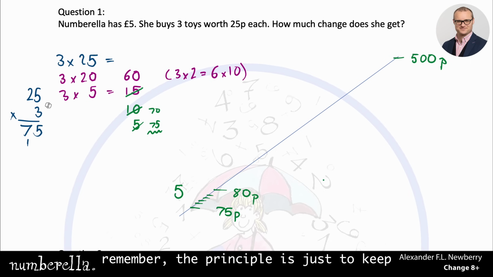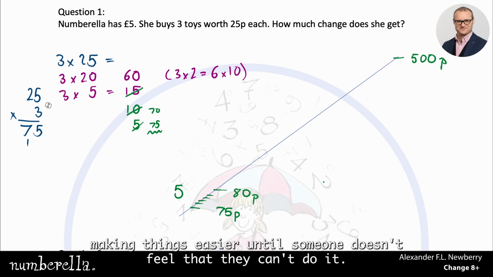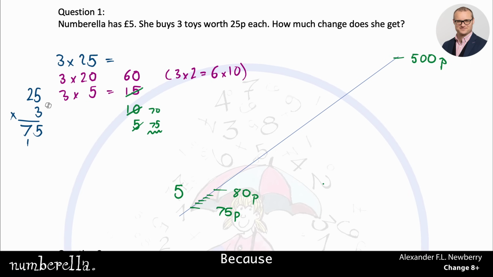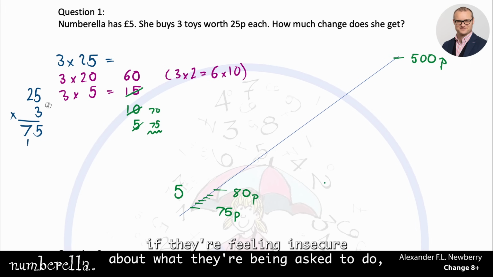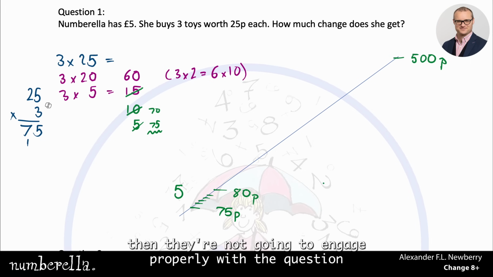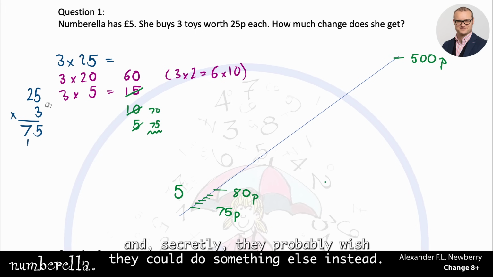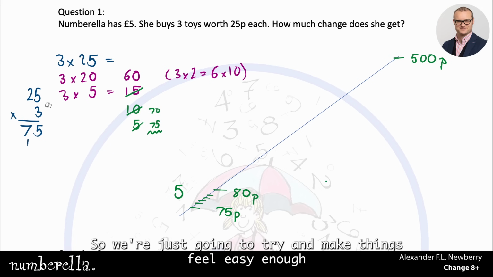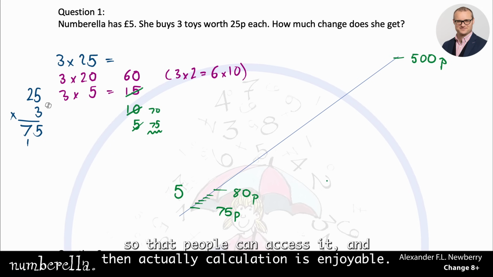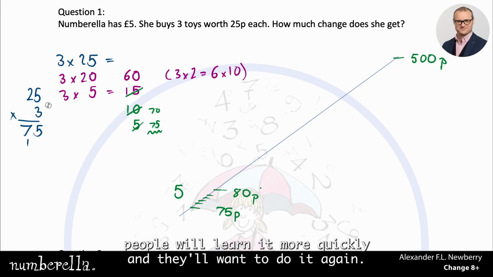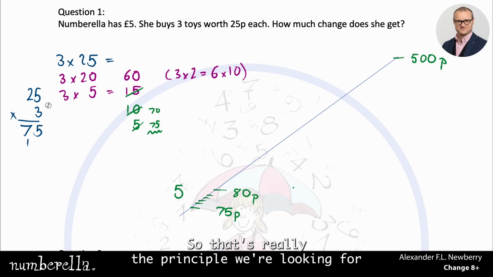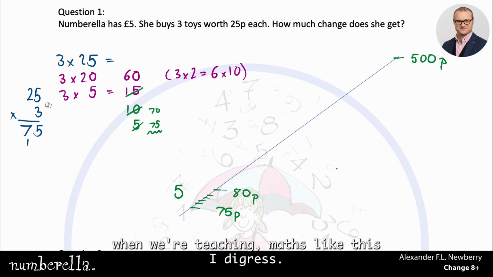Remember, the principle is just to keep making things easier until someone doesn't feel that they can't do it, because if they're feeling insecure about what they're being asked to do, then they're not going to engage properly with the question, and they won't really learn it either because they're anxious, and secretly they probably wish they could do something else instead. All right, so we're always going to try and make things feel easy enough so that people can access it, and then actually calculation is enjoyable. And of course, as soon as you make something fun, people will learn it more quickly and they'll want to do it again. So that's really the principle we're looking for when we're teaching maths like this.